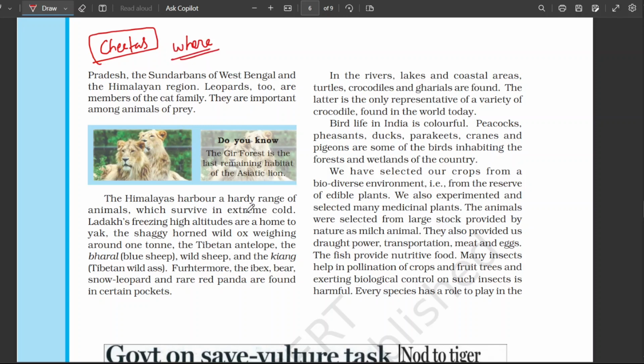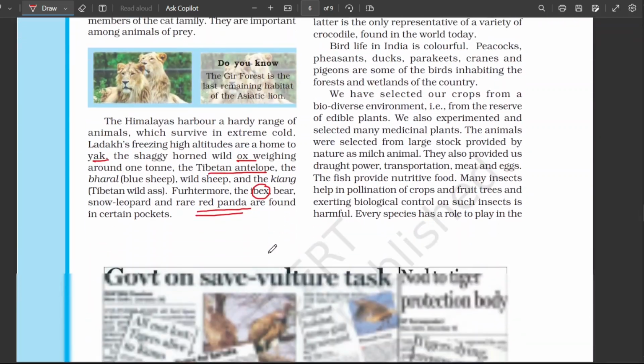The Himalayas harbor a hardy range of animals which survive in extreme cold. Ladakh's freezing high altitudes are home to yak, shaggy horned wild ox weighing around 1 ton. The Tibetan antelope, deer family is referred to as antelope. The Bharal, blue sheep, wild sheep, and the Kiang, Tibetan wild ass. Furthermore, the ibex, bear, snow leopard, and rare red panda are found in certain pockets. Ibex is a goat kind of animal. In fact, goat family is referred to as ibex.